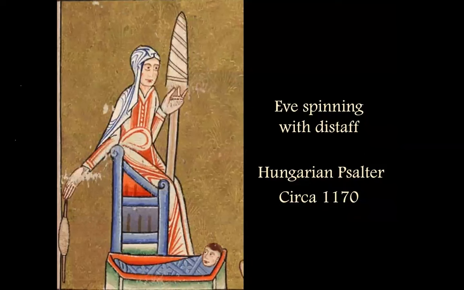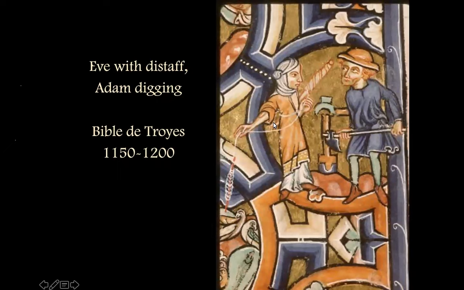Eve is very commonly shown spinning with a distaff in various paintings. These are psalters. So again, breviaries with Christian hymns. And I really like this figure here a lot. She looks like she could hold her ground. But often you've got the pairing of Eve spinning and Adam with some form of agricultural tool in his hand. This goes back to the biblical line about, you know, you shall labor by the sweat of your brow.